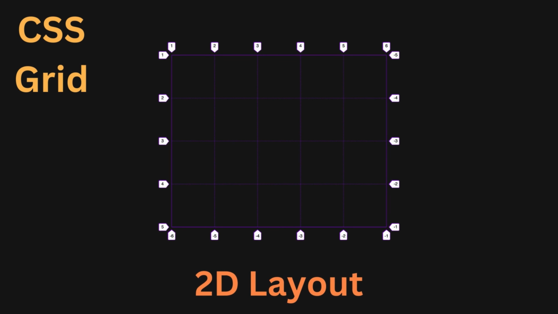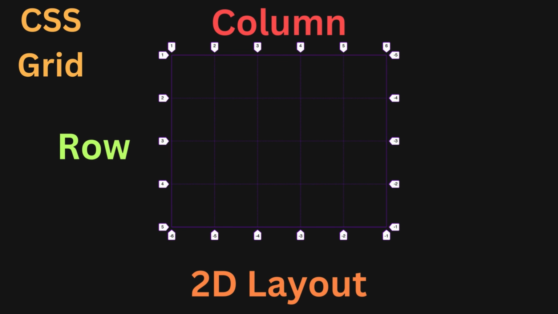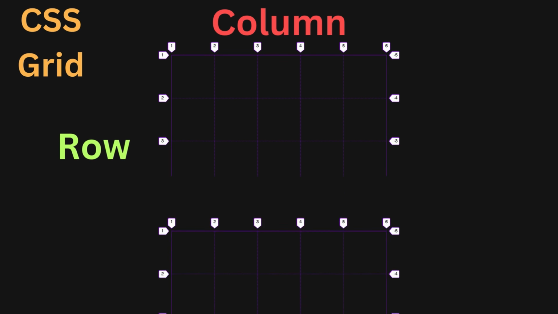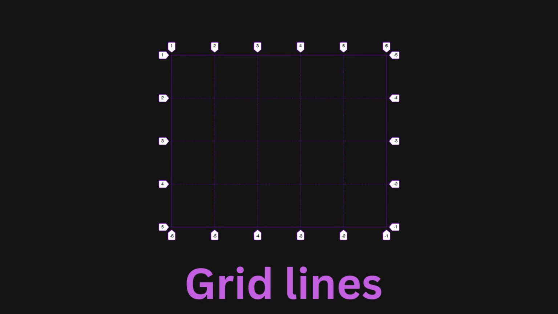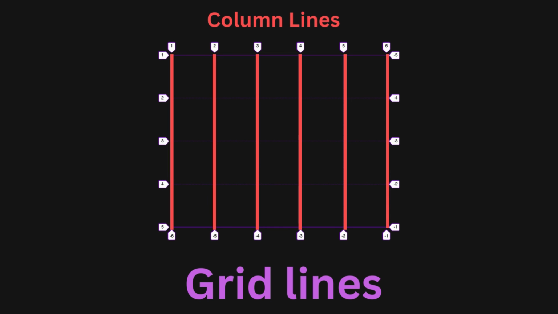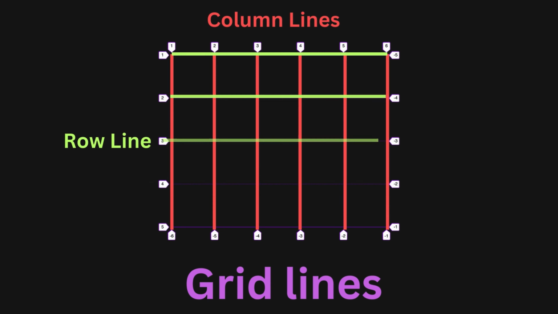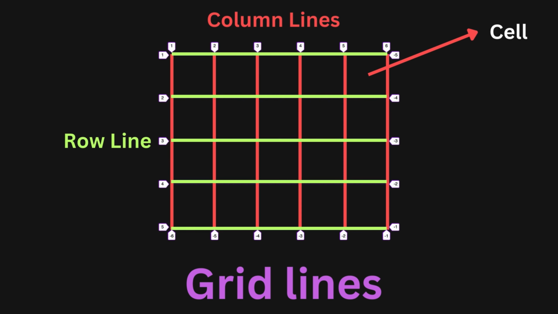Grid is a two-dimensional layout system that organizes content into rows and columns. Each column and row is defined by grid lines. The lines between columns are called column lines, and the lines between rows are called row lines. The space between four intersecting grid lines is called a cell.